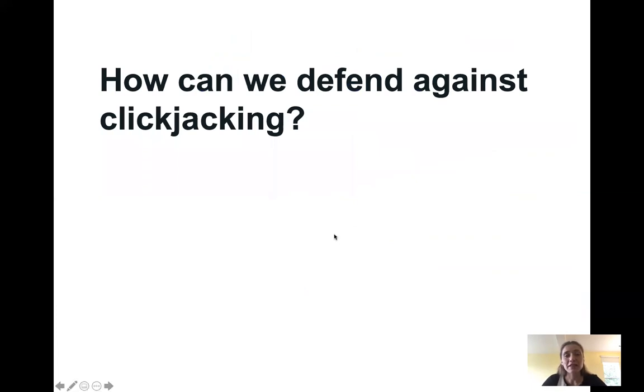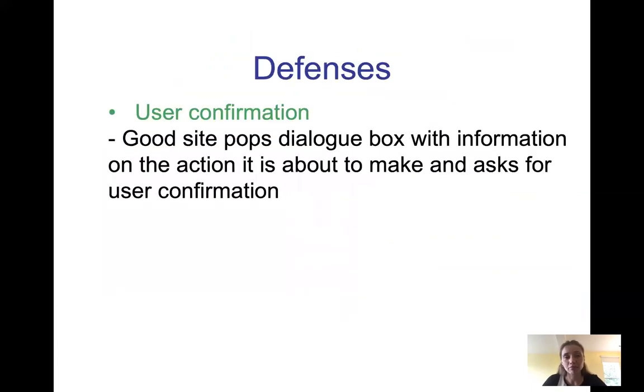All right, so how can we defend against clickjacking? There have been many different attempts at doing that, and many of them affect user experience. One example is to have the good site pop up a dialog box with information on the action it is about to make and ask for confirmation. Whenever the user clicks on a good site for some action, the good site could say, are you sure you want to do this? Just to make sure the user isn't thinking they're clicking somewhere else, maybe in an iframe that's less trusted.